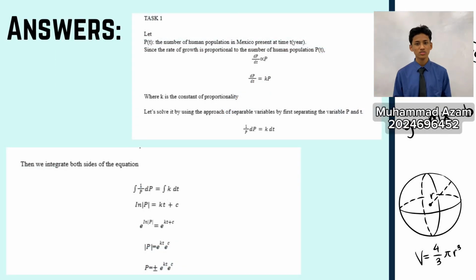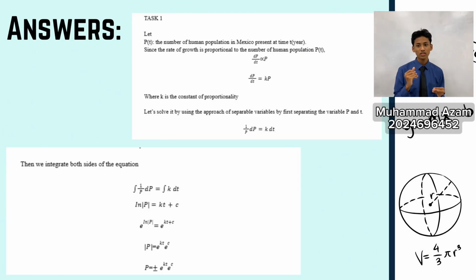Now we move to step 2, task 1. Let P(t) be the number of population in Mexico present at time t. Since the rate of growth of population is directly proportional to the number of population, we get dP/dt directly proportional to P. So we get dP/dt = kP. Now we rearrange the equation and then integrate it, and rearrange again to solve for P. Right now we get P = ±e^(kt) multiplied by e^C. So now we let A equal ±e^C.